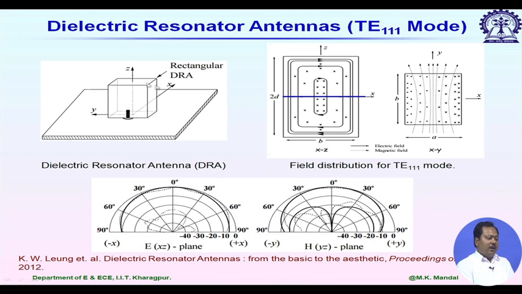Again, when we use it as an antenna, different shapes are popular. It can be rectangular, hemispherical, or cylindrical. But if I compare the Q or the impedance matching bandwidth of the antenna, it is observed that the bandwidth is maximum for the rectangular dielectric resonator. Here in this picture I am showing one rectangular dielectric resonator, and the fundamental mode is TE111, which is the most used mode for the rectangular DRA.